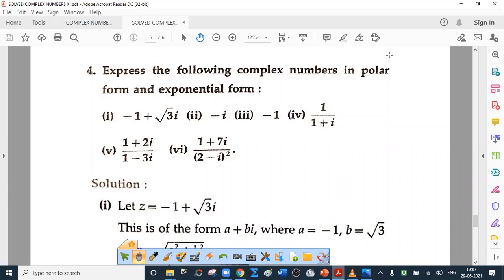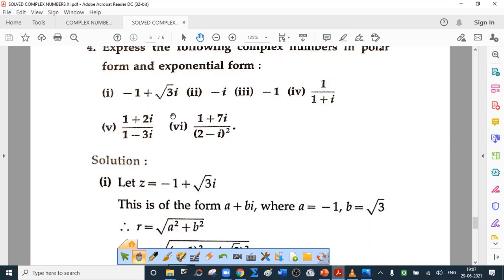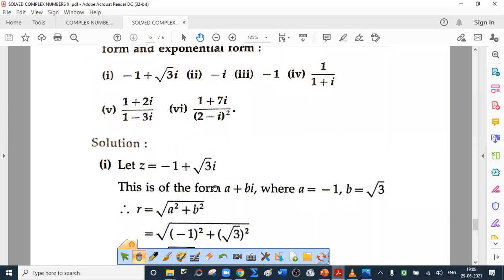Just listen to me. You are supposed to write the solution after the lecture. Express the following complex numbers in polar form and exponential form. This is the fourth question. We'll be just discussing the first one: -1 plus root 3i. Let z be the given complex number. This is of the form a plus ib, or you may call this x plus iy, because while discussing polar form and exponential form, we took z as x plus iy, but same thing. So what is a? -1. What is b? Root 3.